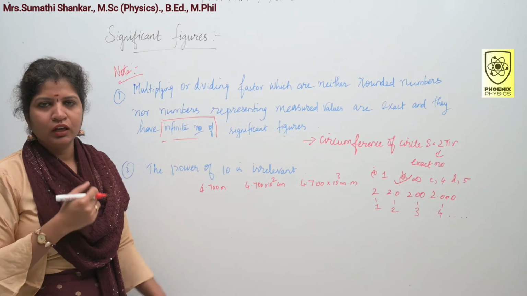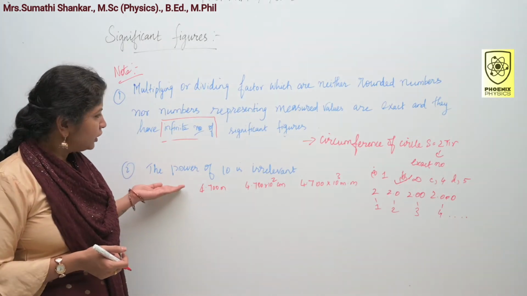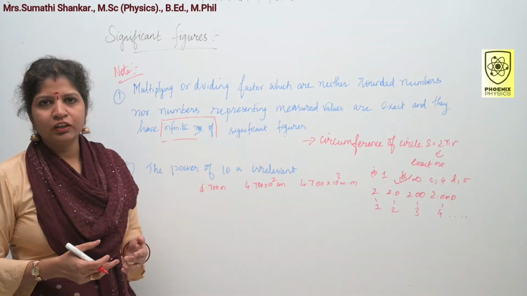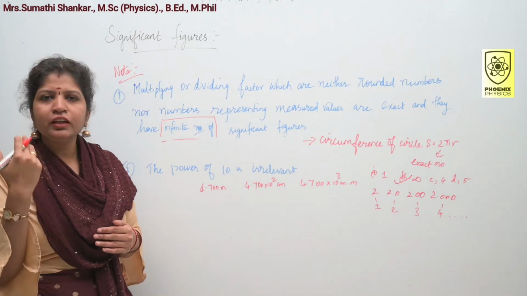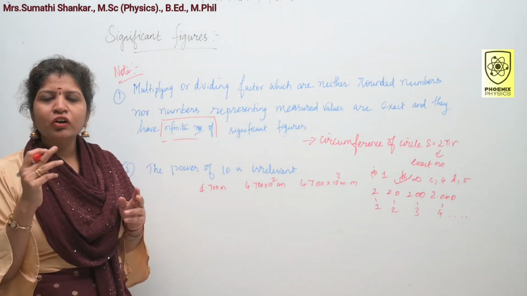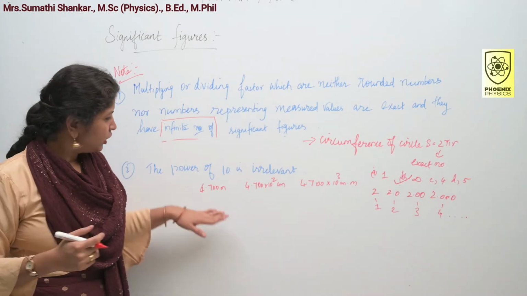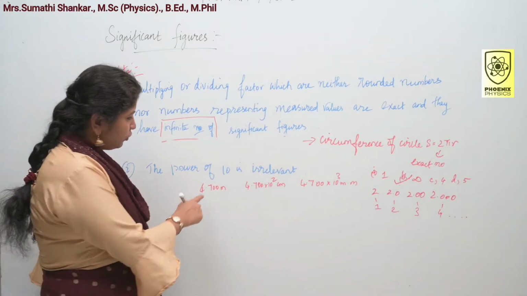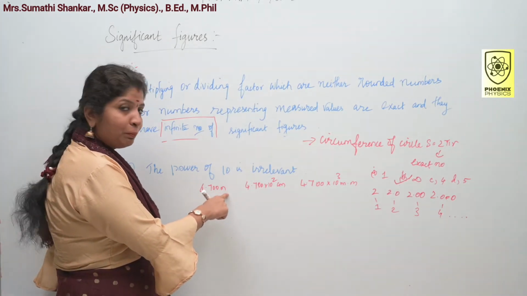Up to this clear? The second point is so simple. The power of 10 is irrelevant. If you write anything in the power, it does not have significant digits. Look at the example, 4.700 meter.